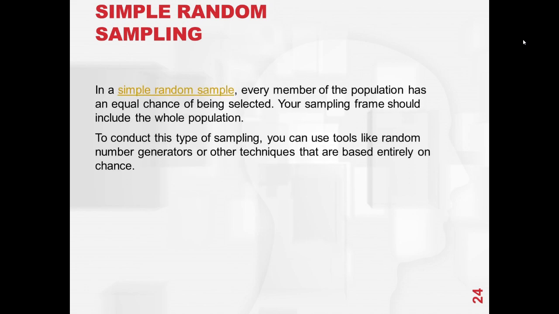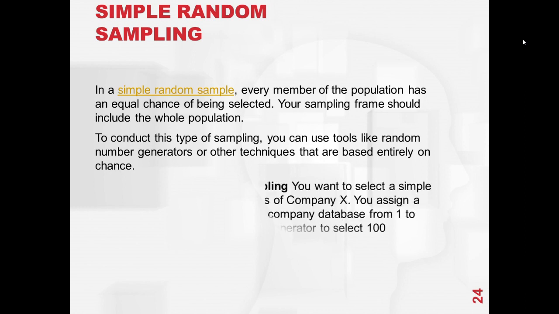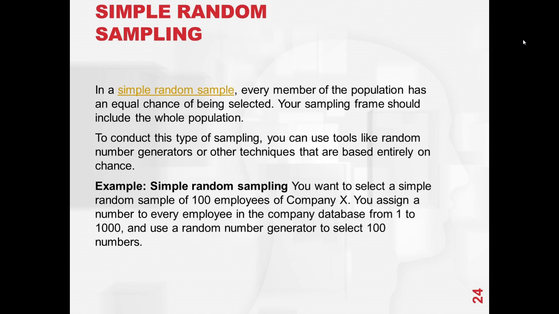Simple random sampling. In a simple random sample, every member of the population has an equal chance of being selected. Your sampling frame should include the whole population. To conduct this type of sampling, you can use tools like random number generators or other techniques that are based entirely on chance. For example, you want to select a simple random sample of 100 employees of company X. You assign a number to every employee in the company database from 1 to 1000, and use a random number generator to select 100 numbers.